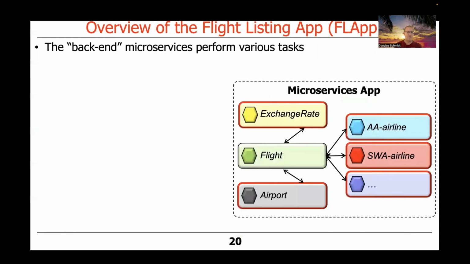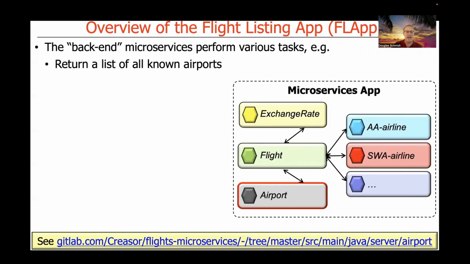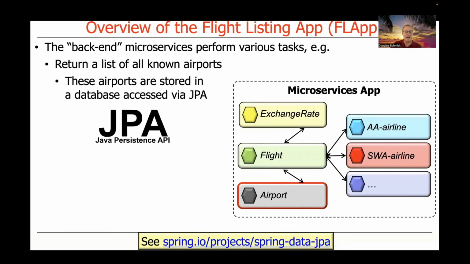Before we do that, though, let's give a bird's-eye view of what we're going to look at when we get into the code. So we have a bunch of back-end microservices, and they do kind of obvious things. They return a list of all the known airports. And right now that's implemented as a database in accordance with the Java Persistence API, or the Java Persistence Architecture, JPA. We could do it other ways, but that's how we do it here. That actually is very similar to what we had with the monolithic version.